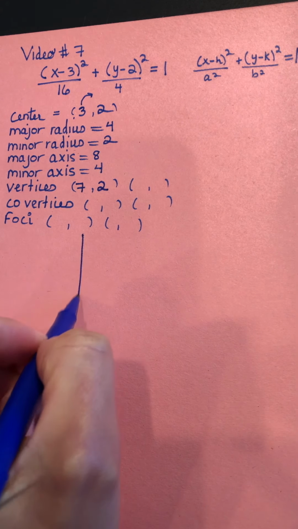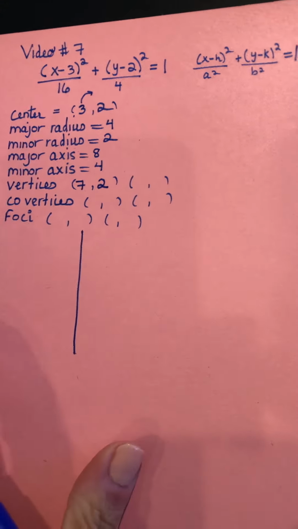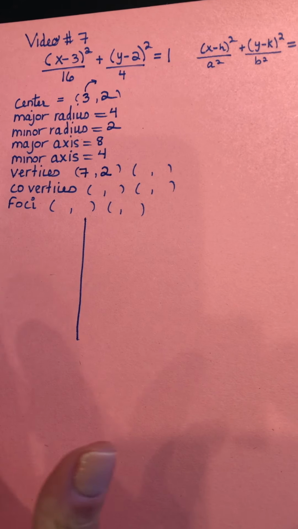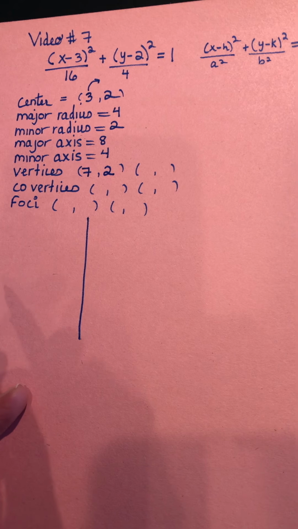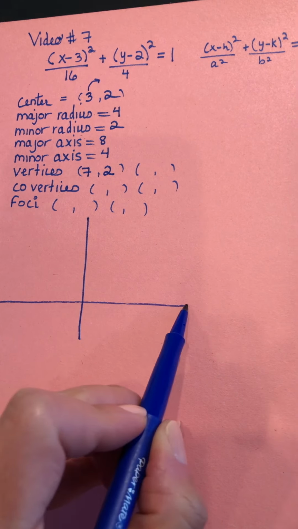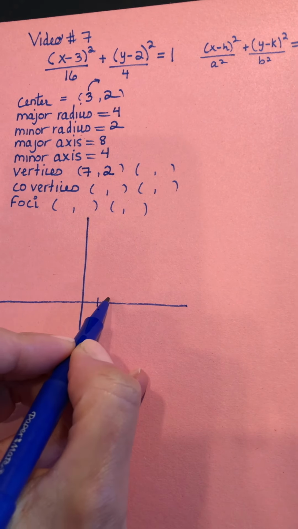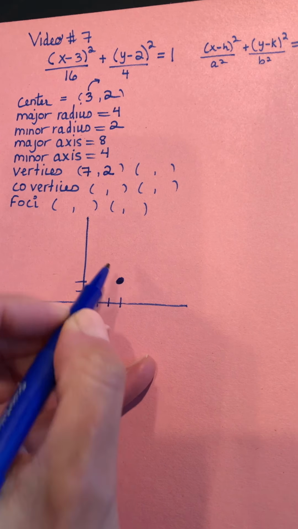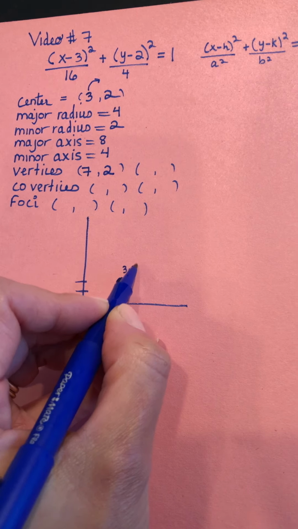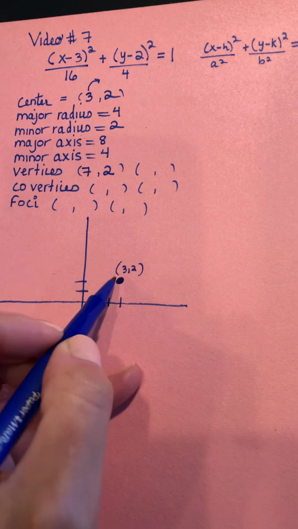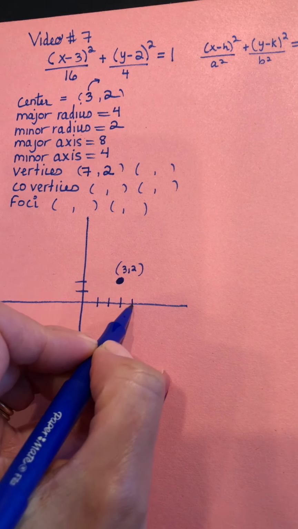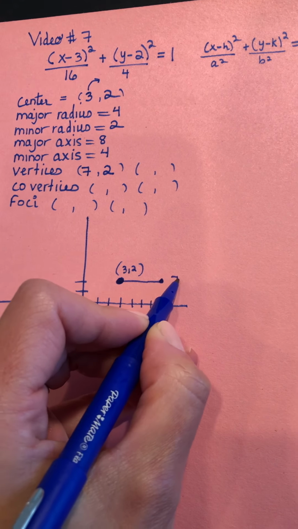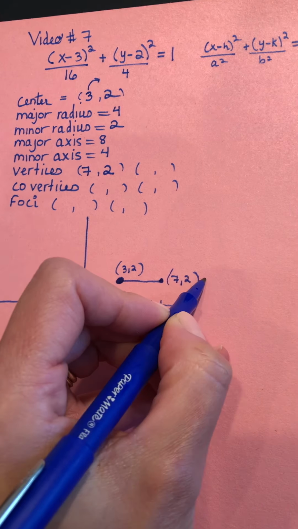I think this will help a lot just to see the visual. You're welcome to not use it, but I think I'm going to because we're still illustrating this. Okay, so let me just quickly draw the center. So 1, 2, 3, the center is right here. This is the point 3, 2. Okay, this is a horizontal ellipse. So from the center, I'm going to go out 4 units, 1, 2, 3, 4. That's going to land me at the point 7, 2. That is a vertex.